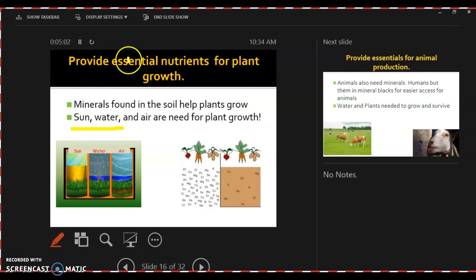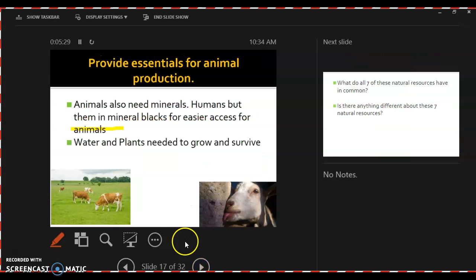Provides essentials for plant growth. Minerals found in soil help plants grow. Just put sun, water, and air are needed for plant growth. When you plant your plants in the soil, they are going to have nutrients in that soil, and that plant may need those nutrients to grow.